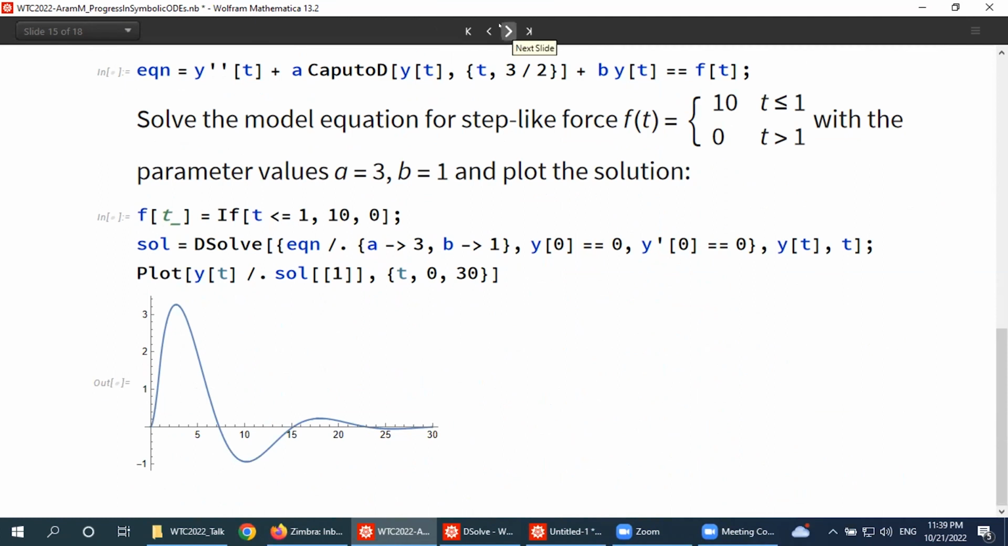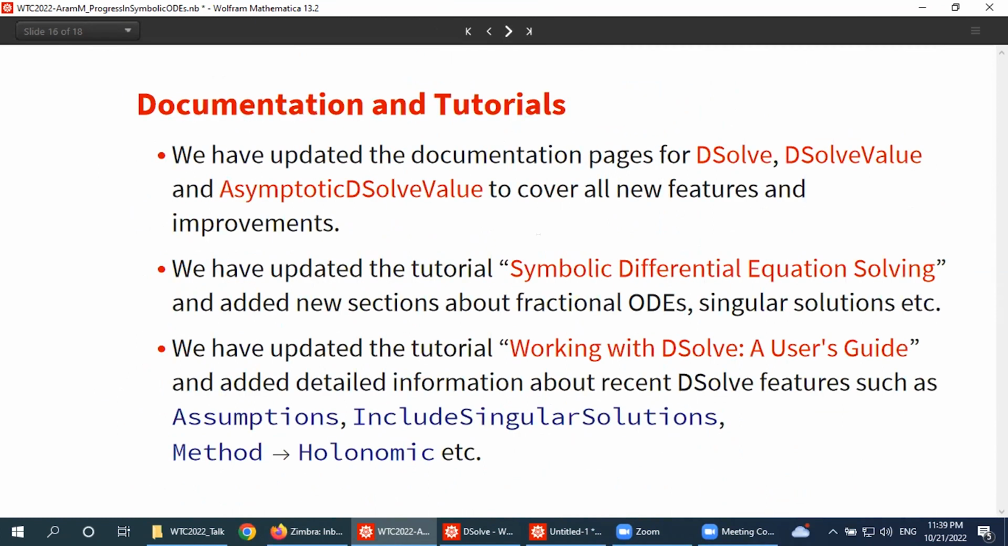And in the last part of my talk, I want to speak about documentation, updated documentation pages and tutorials related to symbolic solutions of differential equations. In version 14.2, we have updated the documentation pages related to differential equations such as DSolve, DSolveValue, AsymptoticDSolveValue, etc., and inserted all the new examples and new topics which we added in recent years.